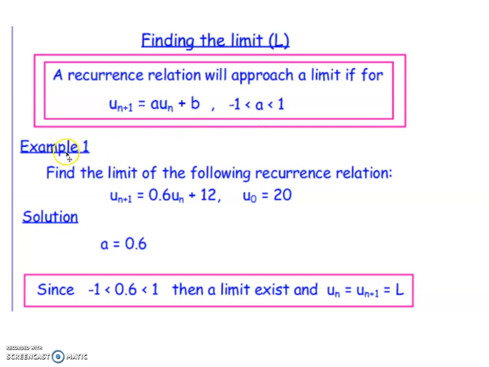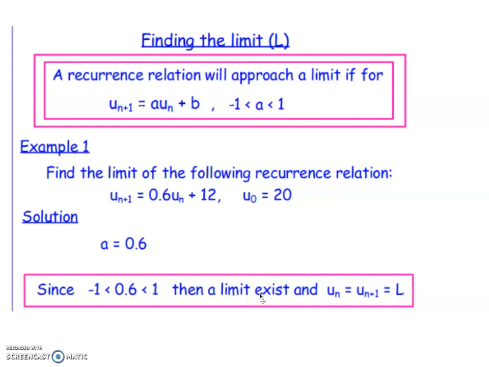So if you look at example 1 here, find the limit of the following recurrence relation, un plus 1 equals 0.6 un plus 12, where our initial value is equal to 20. And we know that a equals 0.6. So our value before the un is 0.6. And since this is between -1 and 1, we can say that a limit exists.